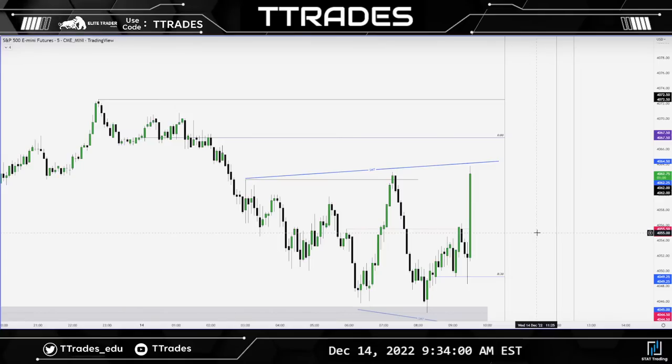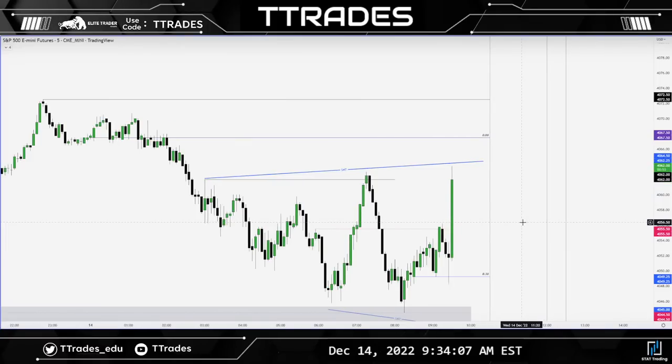What's the vertical line at 10:30? News event. It's yellow folder, so less impactful, but I still want to know it's there.